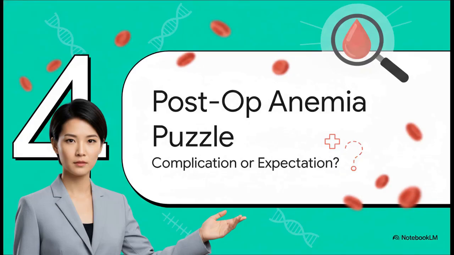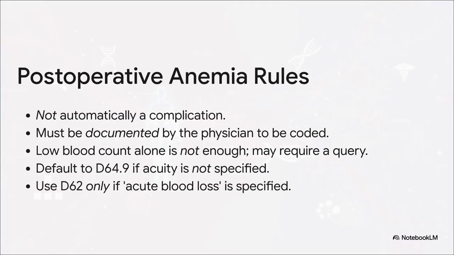All right, let's move on to a really, really common source of confusion for coders, postoperative anemia. You know the drill. Patient has surgery, their blood count drops. So, is that an expected outcome or is it a complication? The documentation is everything here. You need to burn these rules into your brain.